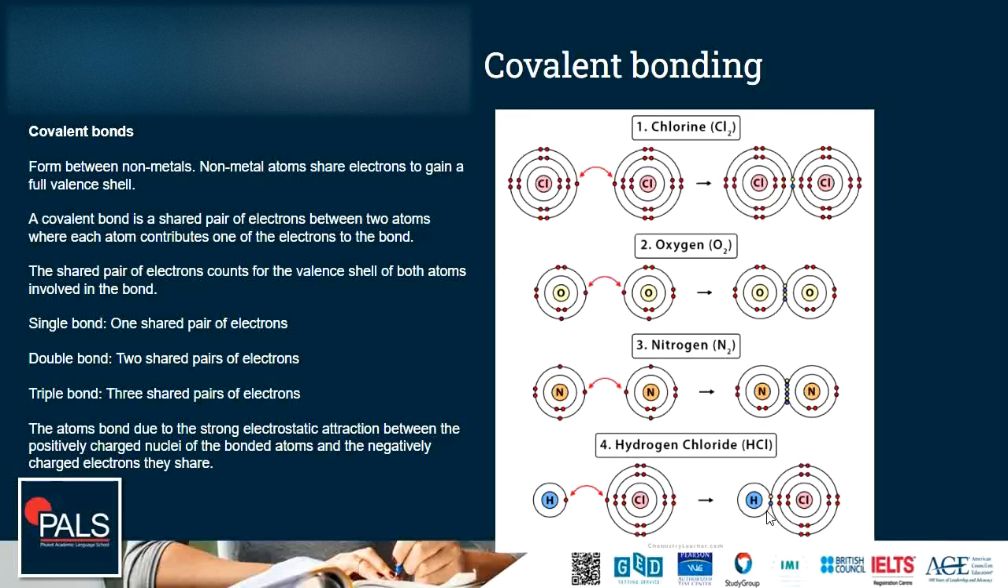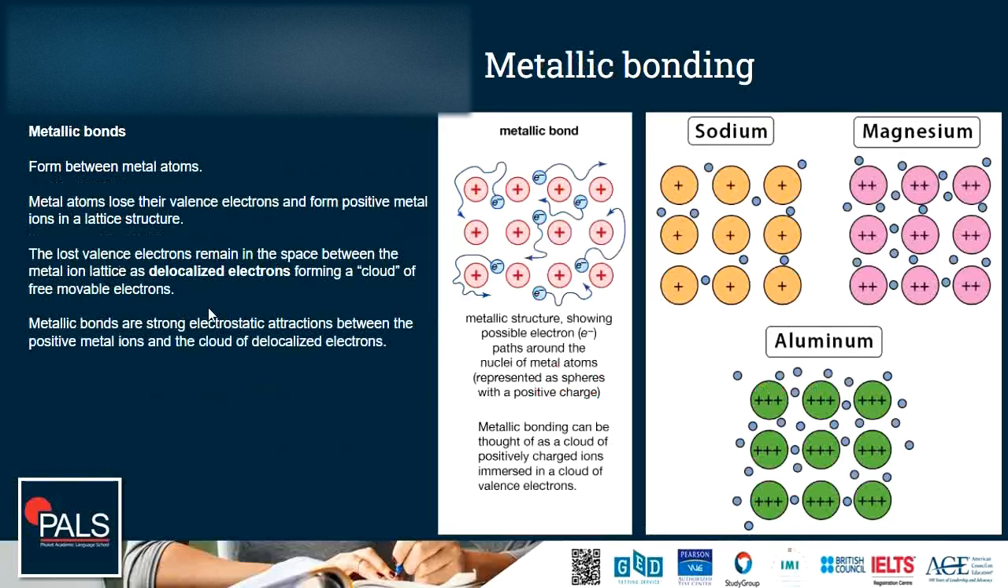The last type of bond we will have a look at are metallic bonds. Metallic bonds form between metal atoms. Metal atoms lose their valence electrons and form positive metal ions that arrange in a lattice structure. The lost valence electrons remain in the space between the metal ion lattice as delocalized electrons, forming a cloud or a sea of free movable electrons.